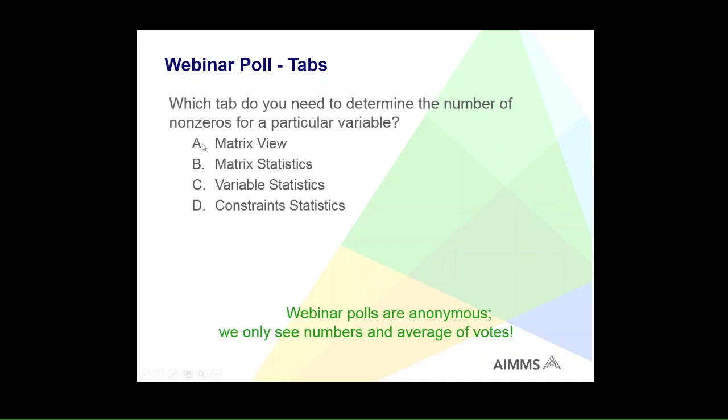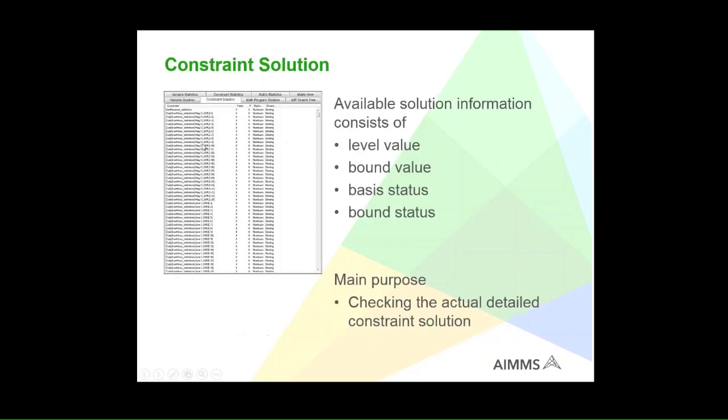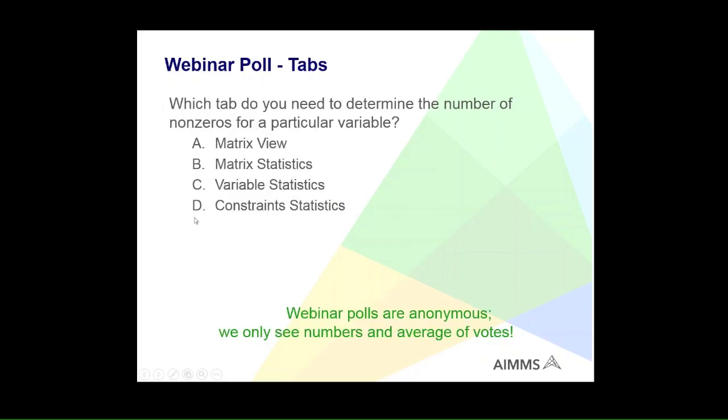Before we go on, the question is: if you want to determine the number of non-zeros for a particular variable, which of the steps would you be looking at? Would you be looking at the matrix view, the matrix statistics, the variable statistics, or the constraint statistics? Okay, I will launch the poll now.